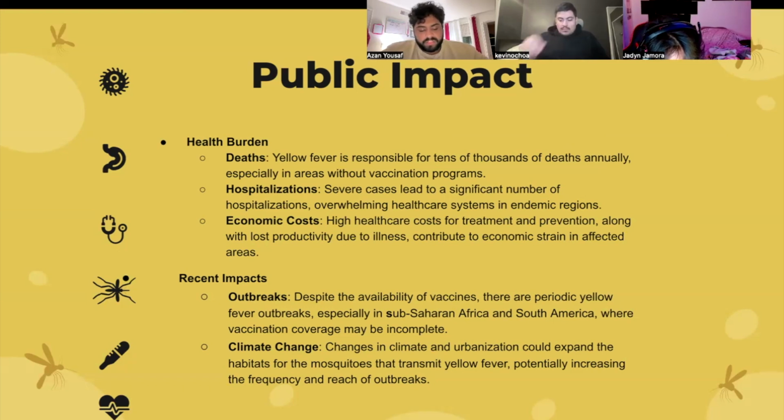Now, moving on to recent impacts, despite the availability of vaccines, we still see outbreaks, particularly in regions like sub-Saharan Africa and South America, as discussed before. This is often due to incomplete vaccination coverage in these areas.